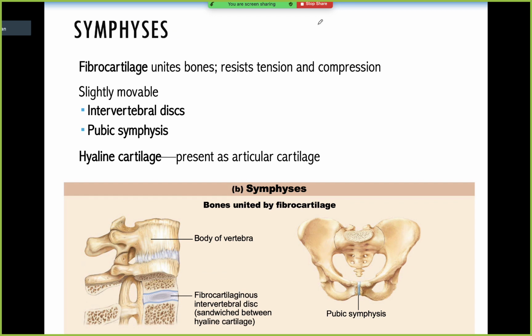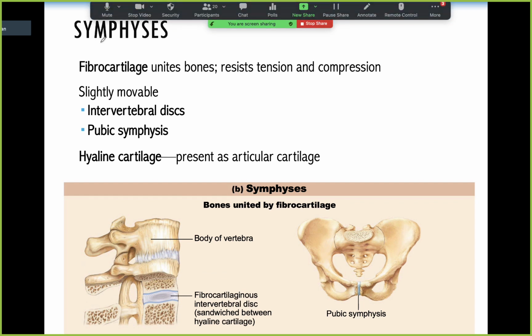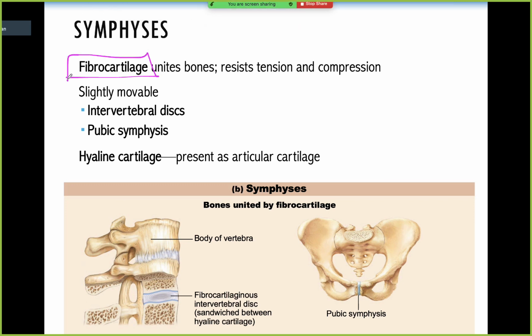The second type of cartilaginous joint is called a symphysis. Specifically made of fibrocartilage, symphysis is a type of joint that, again, brings two bones together, but its goal here is to resist tension and compression. We're going to see this kind of joint in the intervertebral discs, so this right here. These discs are made out of fibrocartilage. They do allow for slight movement. Otherwise, you wouldn't be able to move your vertebrae.